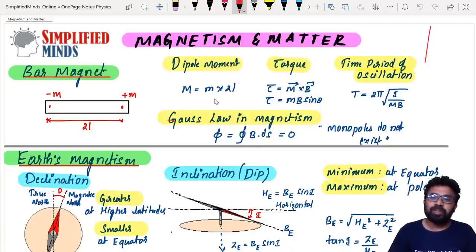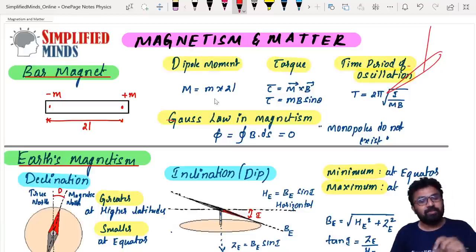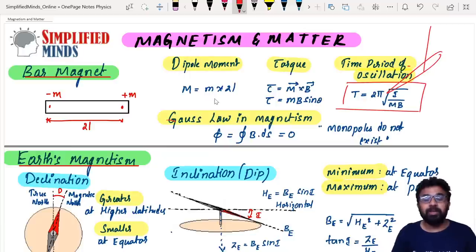If a magnet is freely suspended, it oscillates, and the time period of oscillation is very important. That formula is given by T is equal to 2 pi root of I by mB, and this question has been asked many times.